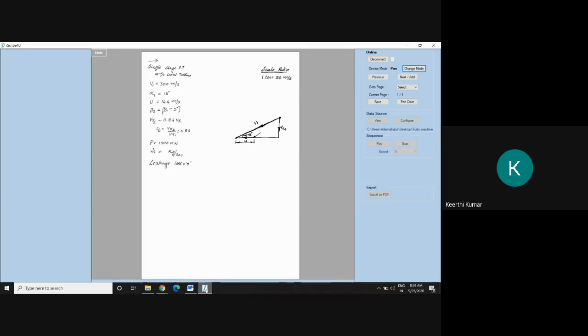So I will draw the line and name it VR1, that is the relative velocity, and the direction is always from the apex of the triangle to the downward direction. And this angle is called beta1. So graphically we determine beta1.